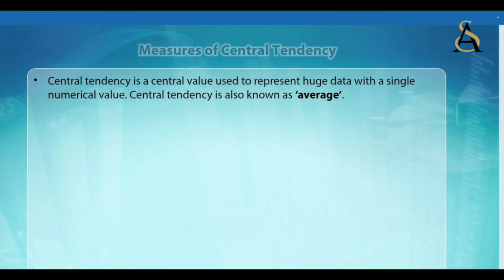So central tendency means a central value used to represent huge data within a single numerical value. This central tendency is also known as average.